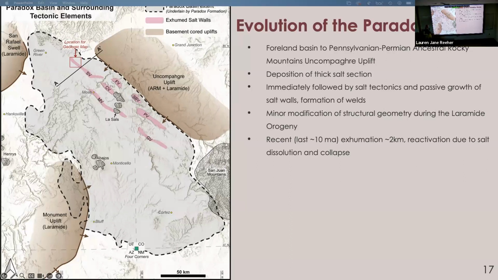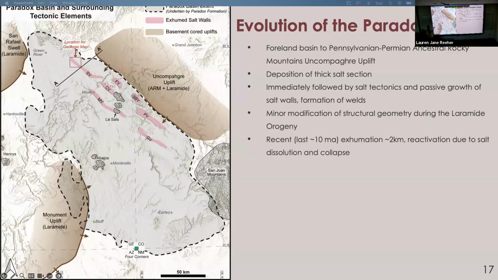Shortly after the Paradox Formation was deposited, sediments began to be shed off the Uncompahgre uplift during Permian time, and that sediment loading initiated passive diapirism that created these elongate salt walls that formed parallel to the Uncompahgre front. And these salt walls are now exhumed to the surface, and so we can look at deformation at the surface right at that salt-sediment contact.